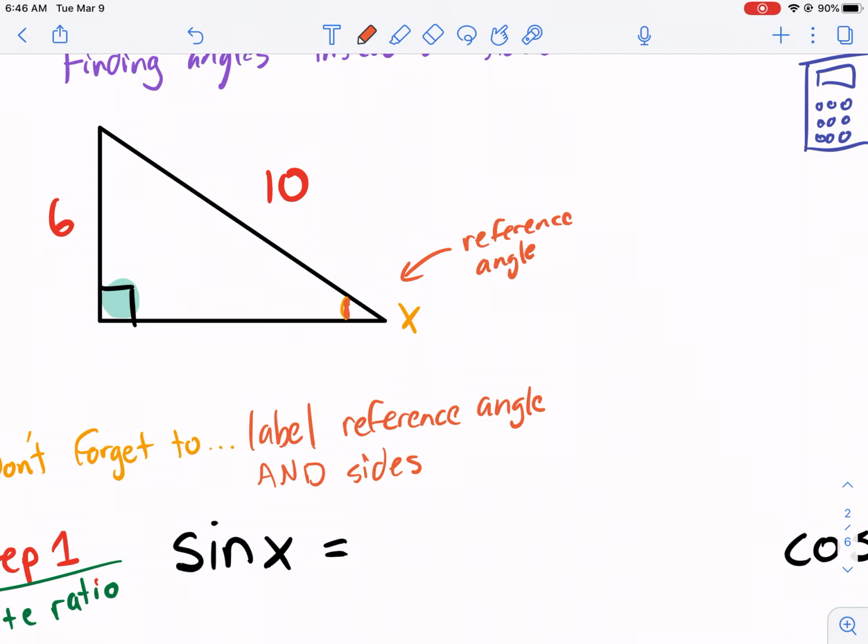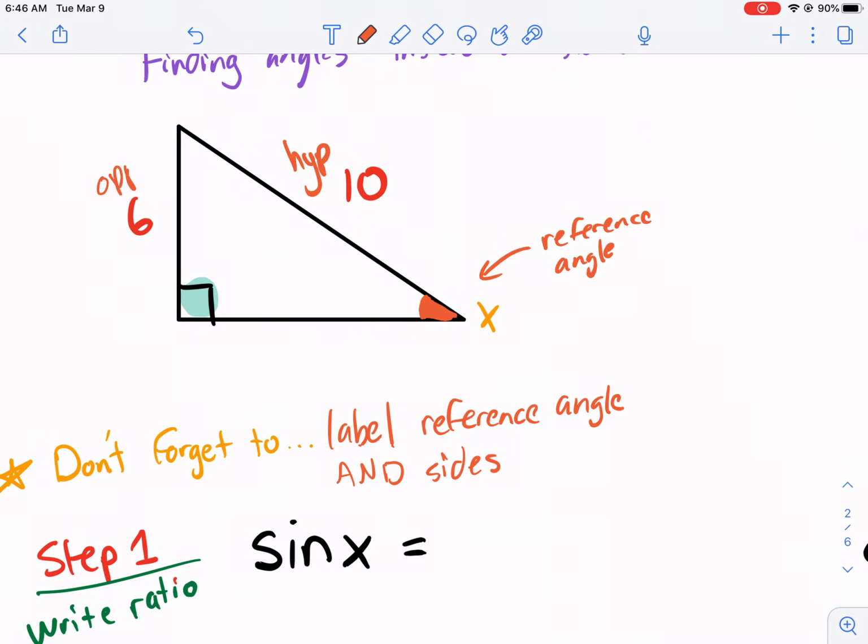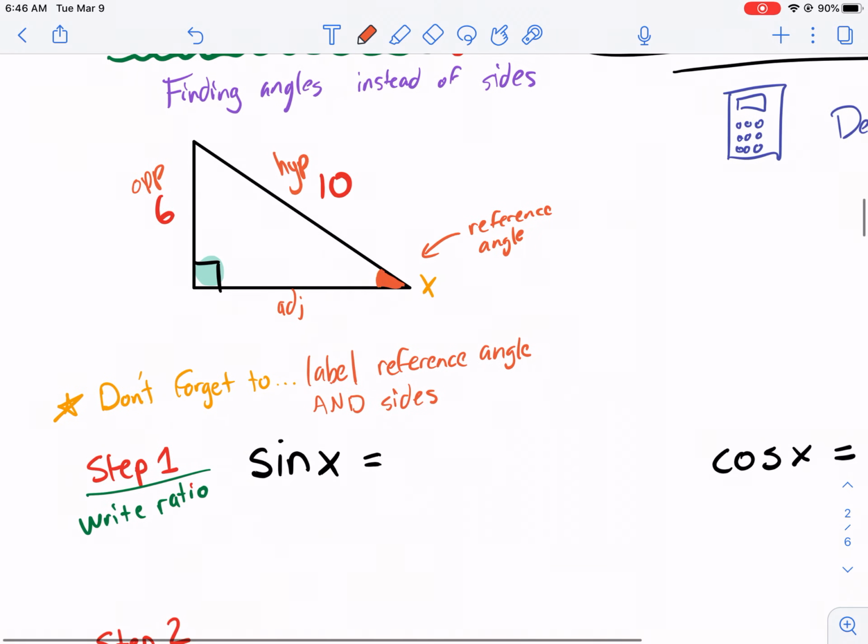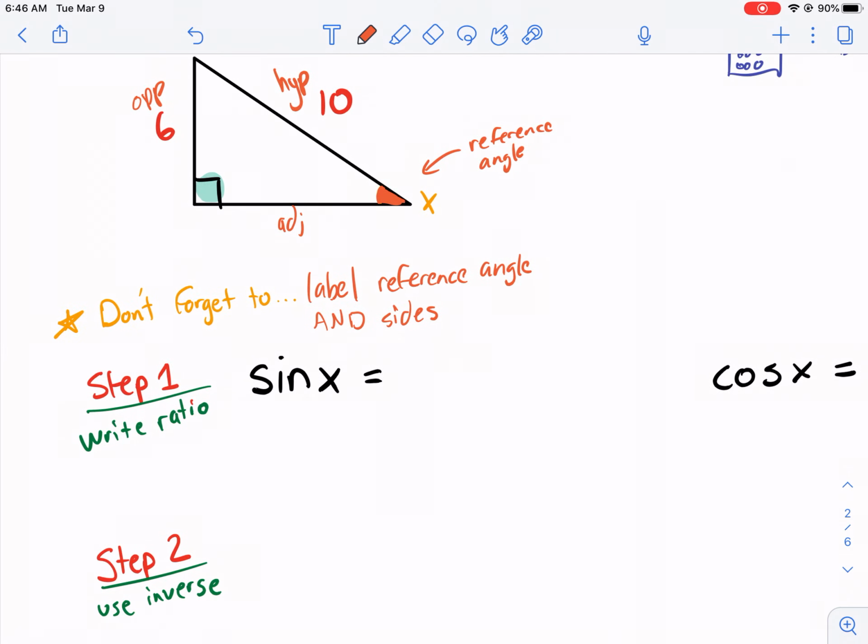This will help us determine our sides. The hypotenuse is always the same; it's always opposite the 90-degree angle. The opposite side is the one that is not touching the reference angle, and the adjacent side is the one that is touching the reference angle. So there we have it: opposite, hypotenuse, and adjacent. We're ready to get started already.